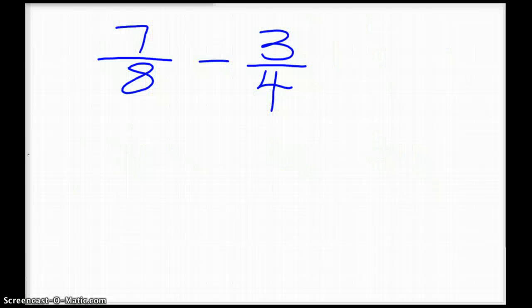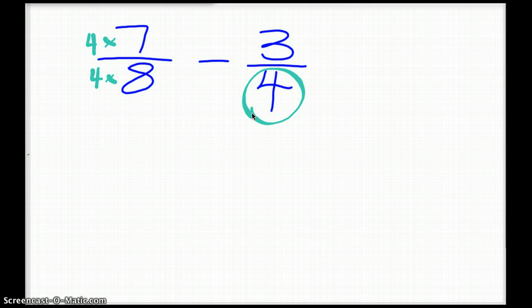So let's take a look at this after that little review. It tells us to multiply the bottom and top by the opposite denominator. So 4 is the opposite denominator of 7/8. It's the denominator of the other fraction. So we're going to multiply both the bottom and top by 4.